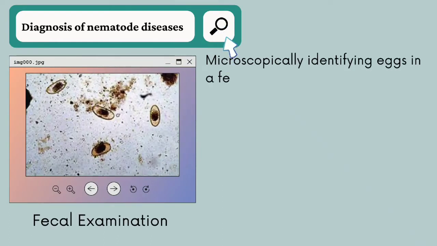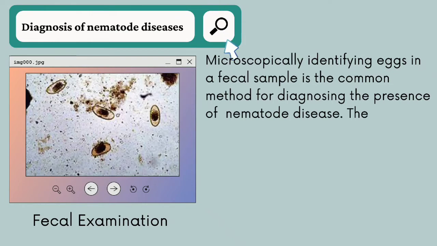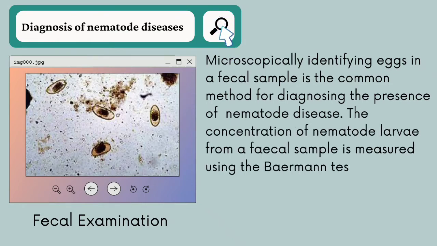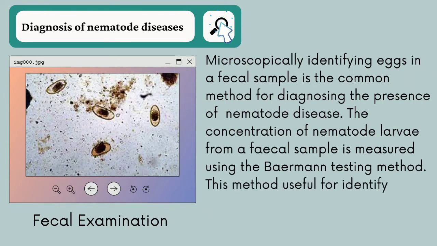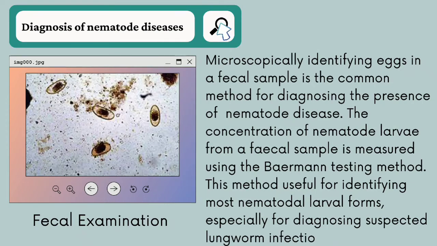Diagnosis of nematode disease. First is fecal examination. Microscopically identifying eggs in the fecal sample is the common method for diagnosing the presence of nematode disease. The concentration of nematode larvae from a fecal sample is measured using the Baermann testing method.